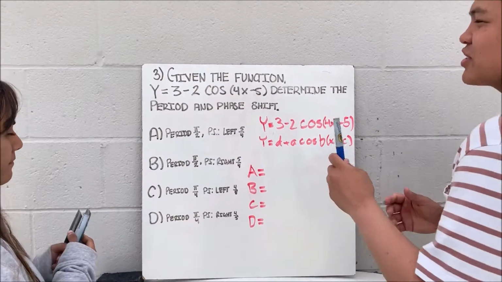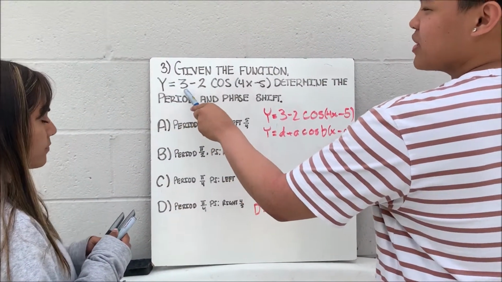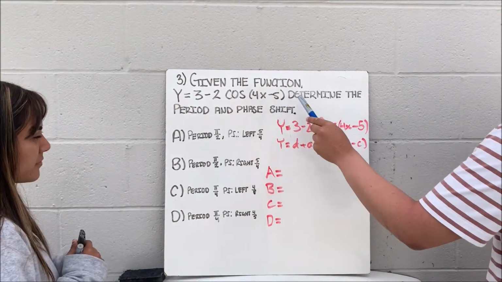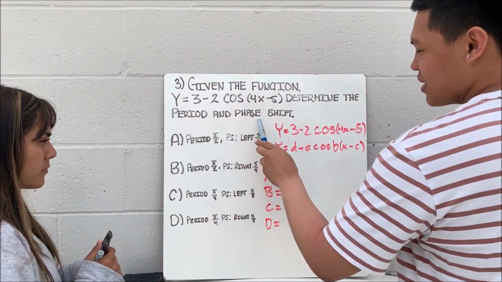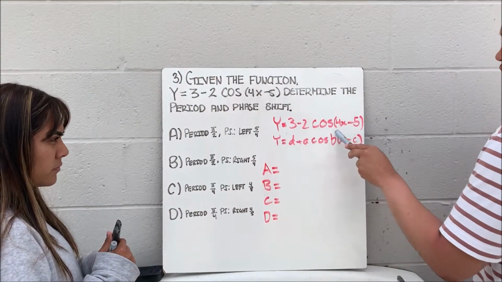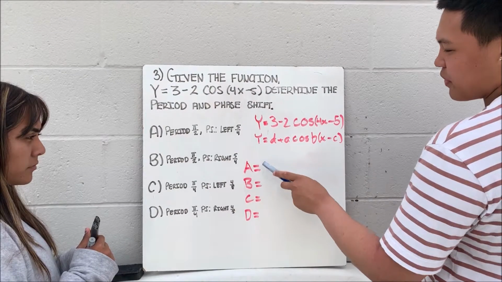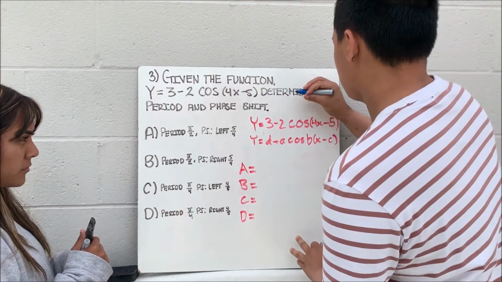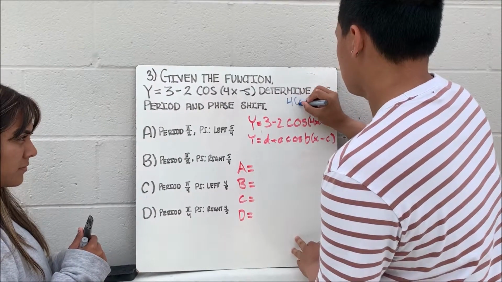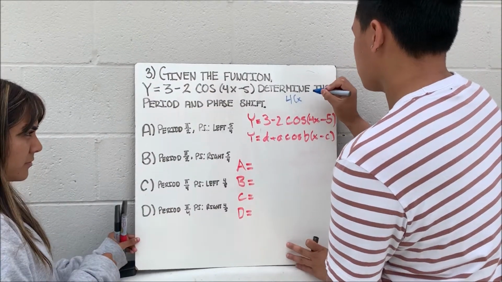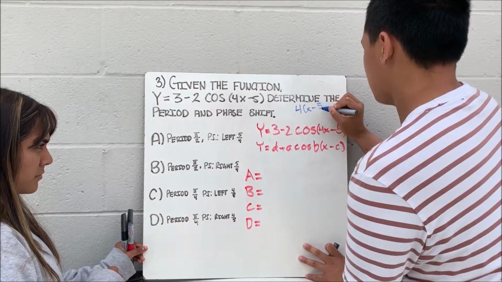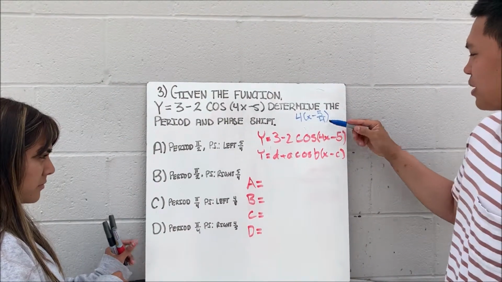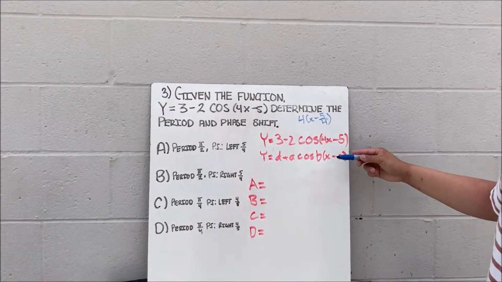So our question is, given the function y equals 3 minus 2 cosine parentheses 4x minus 5 parentheses, determine the period and phase shift. So first we have to rewrite the question, but first before we find a, b, c, and d, we have to factor out 4. So the 4 goes outside the parentheses, and that's how it's going to look factored out.